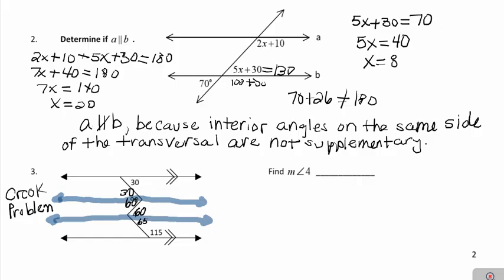So now when it asks me to find the measure of angle 4, I would just add those two angle measures together. I know the top part of angle 4 is 60, the bottom part of angle 4 is 65, and if I add those two things together, I get 125 degrees. And that's your final answer. The measure of angle 4 is 125 degrees. So hopefully this gives you a little bit of a better idea of the types of examples that you're going to see in this section.